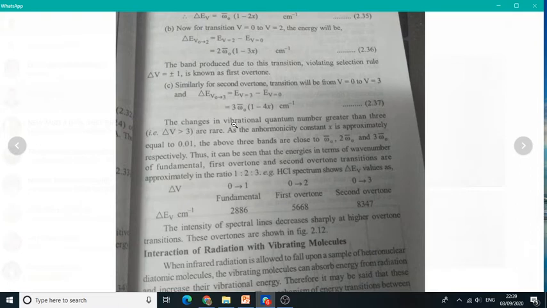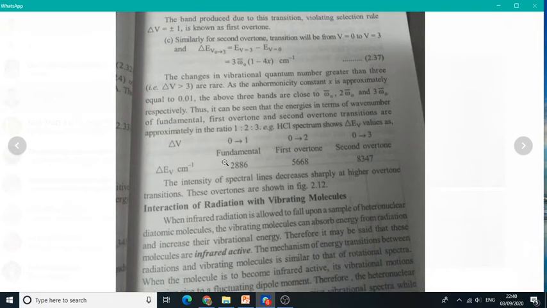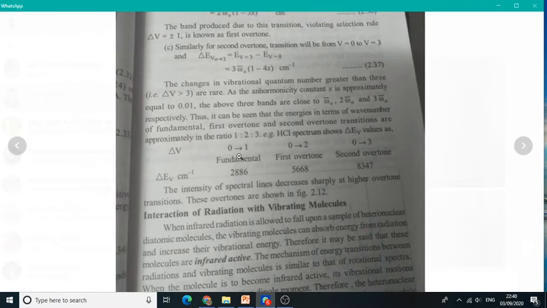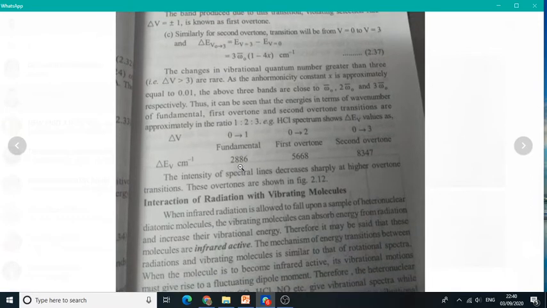For example, in case of HCl, the spectrum shows delta E phi values as follows. For the first transition or fundamental transition, the energy delta E phi in centimeter inverse is 2886.